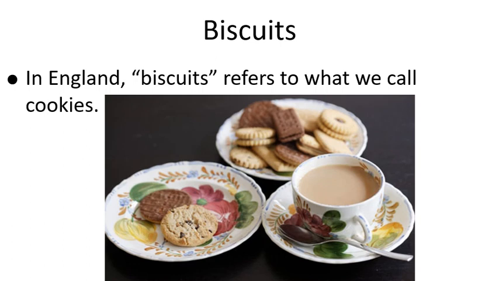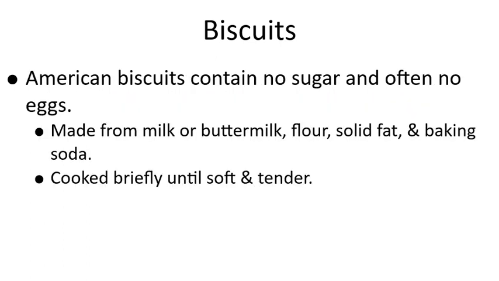Now, what we Americans call biscuits contain little to no sugar and often no eggs. They're made from milk or buttermilk, flour, a solid fat such as shortening or butter, and baking soda. They're cooked only briefly until they're soft and tender. From now on, when I use the term biscuit, I'm referring to the American definition of a biscuit.